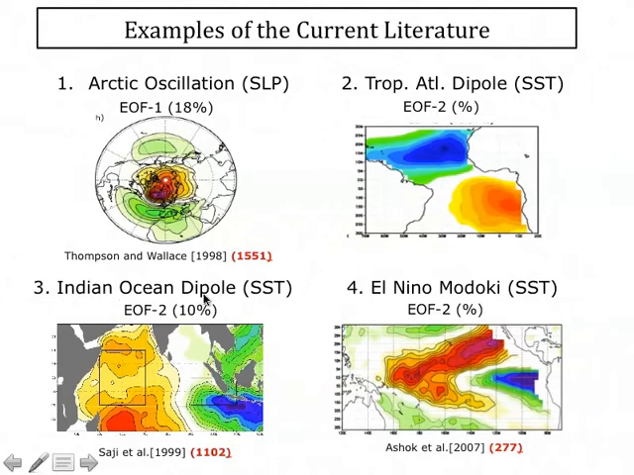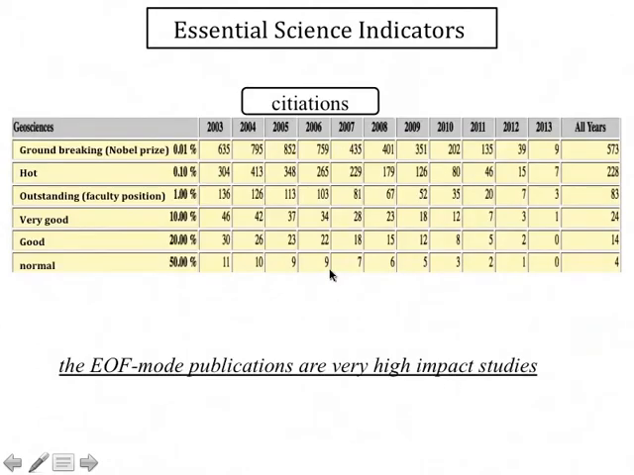Another famous pattern is in the tropical Atlantic, more in the ocean science community, which is what I did my PhD on. But I will explain this also a bit later. And then the other famous one is the Indian Ocean dipole from Saji et al. about 10 years ago, also cited 1,000 times and more. And then there's this relatively new one, El Niño Modoki, an EOF analysis from Ashok et al., which is just 2007, but it's already been highly cited.